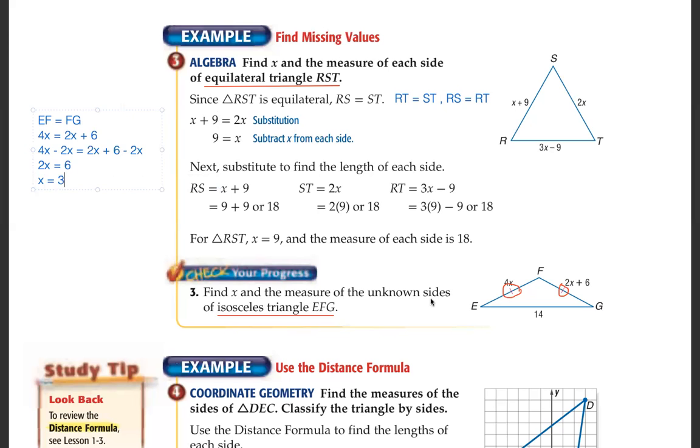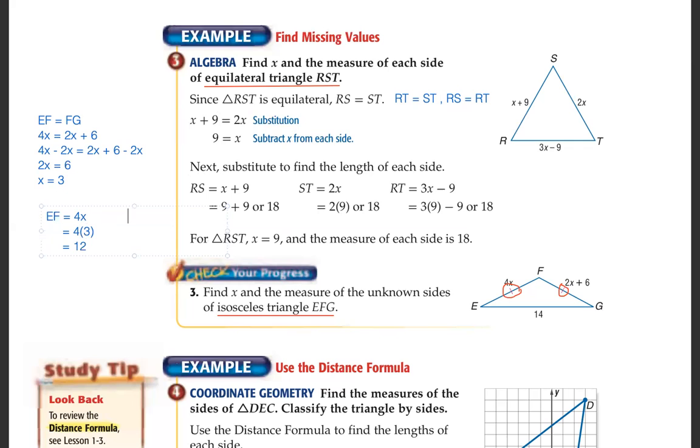Okay, it says find the measure of the unknown sides. Why unknown sides? Because one of the sides is already given to be 14. So it's time for us to solve for the two sides that have the variable x, represented by an expression. So EF is equal to 4x. Our x is equal to 3, so 4 times 3 is 12. So EF is equal to 12.